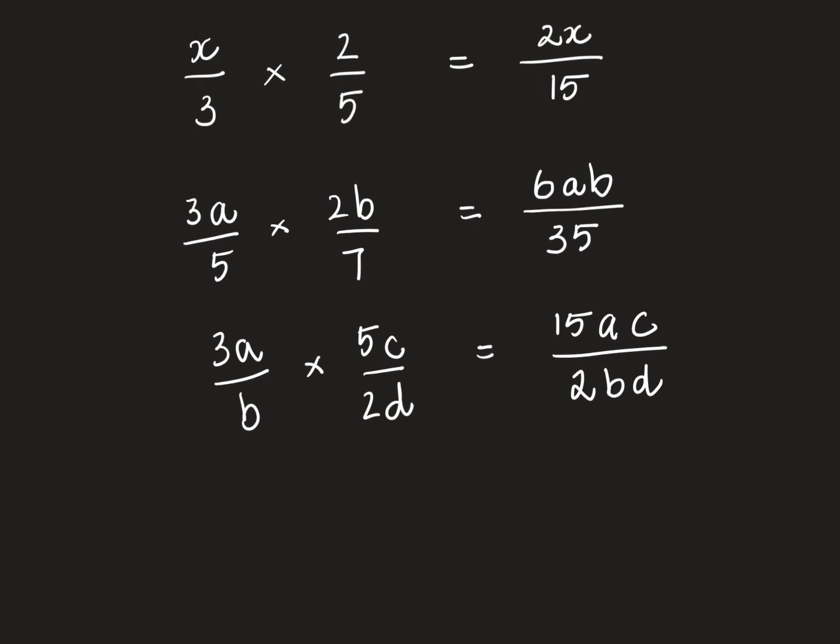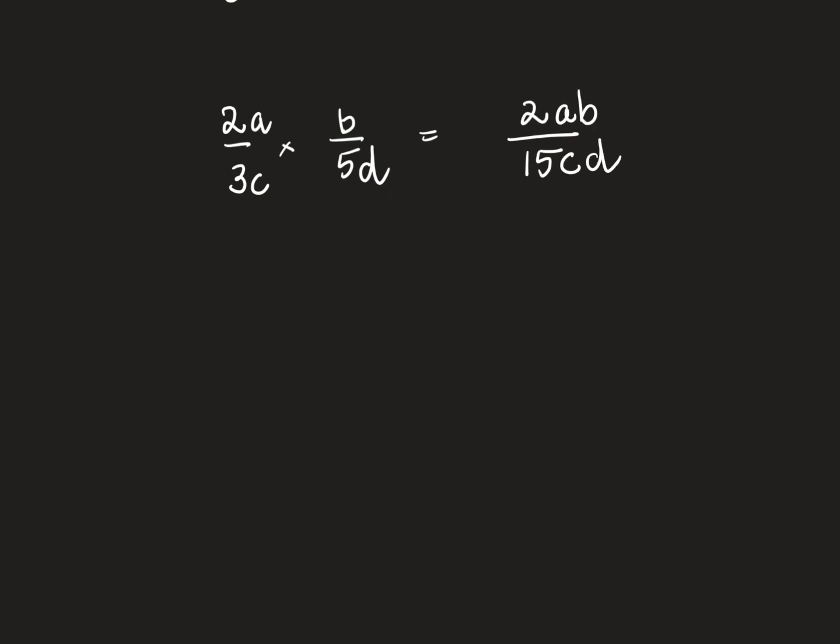So we're doing exactly the same thing with multiplying as we did, remember, when we were just multiplying fractions. We just multiply the top, multiply across the bottom, and if we've got some letters, we just let the letters join in the party. That's just going to be 2ab over 15cd.